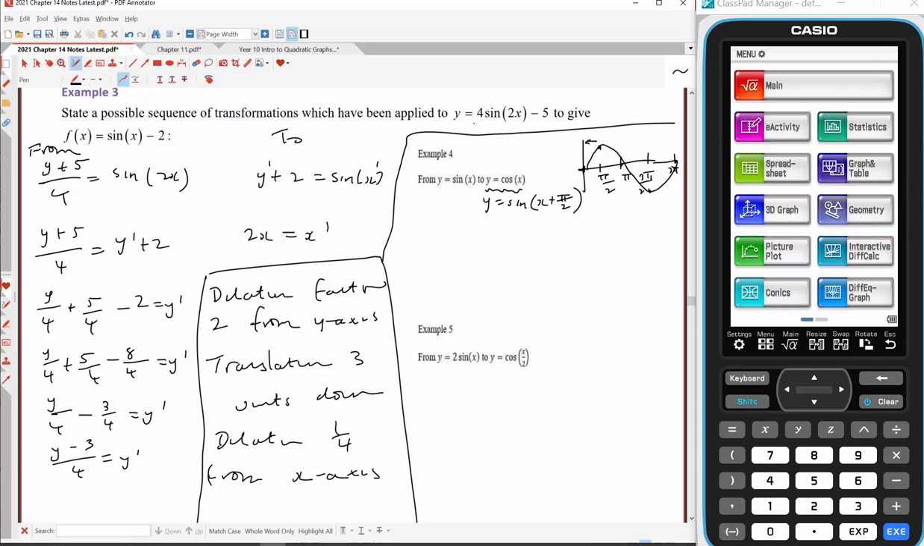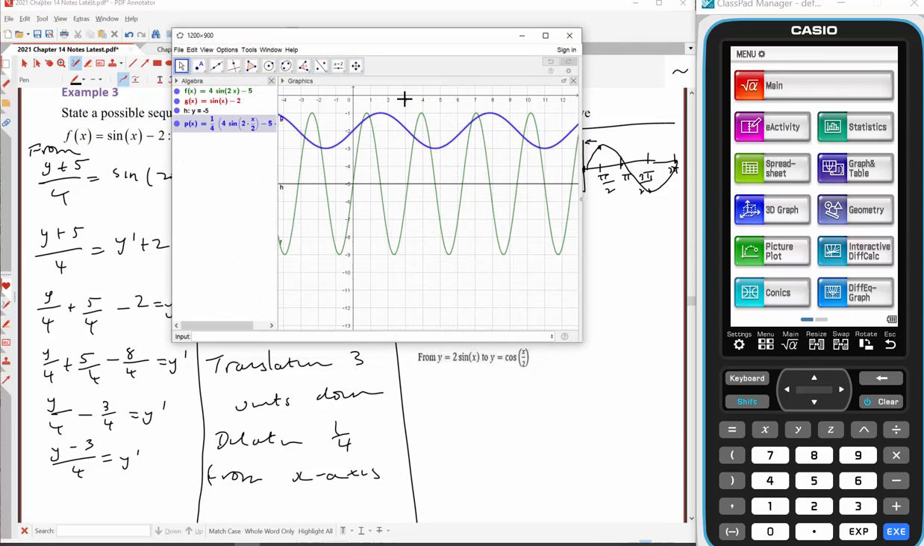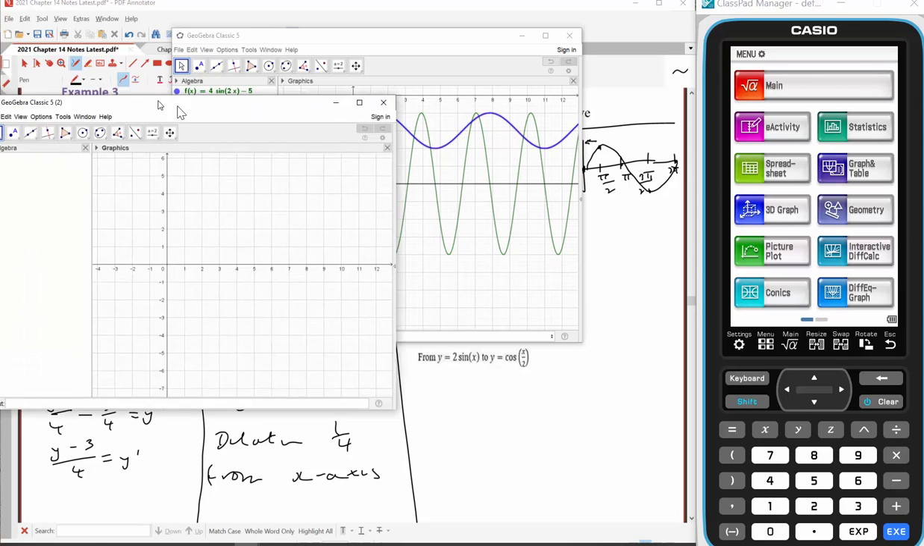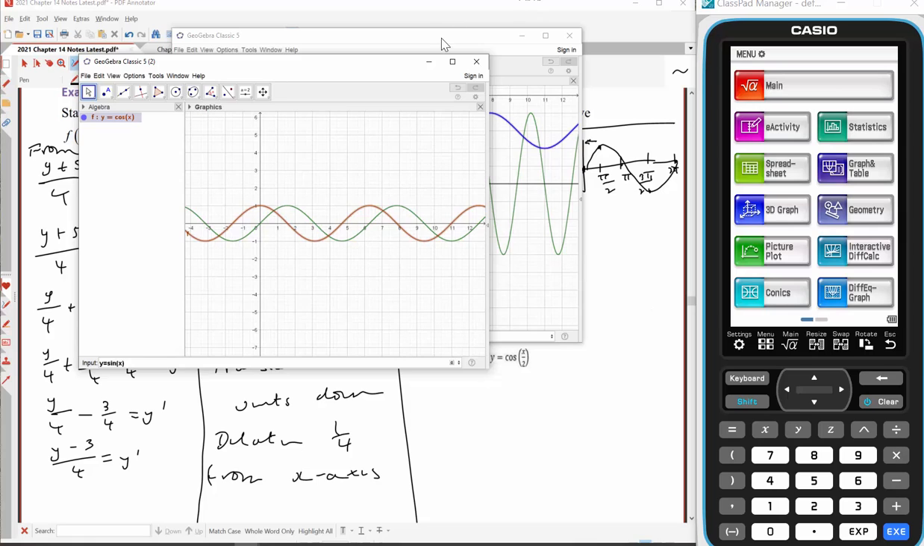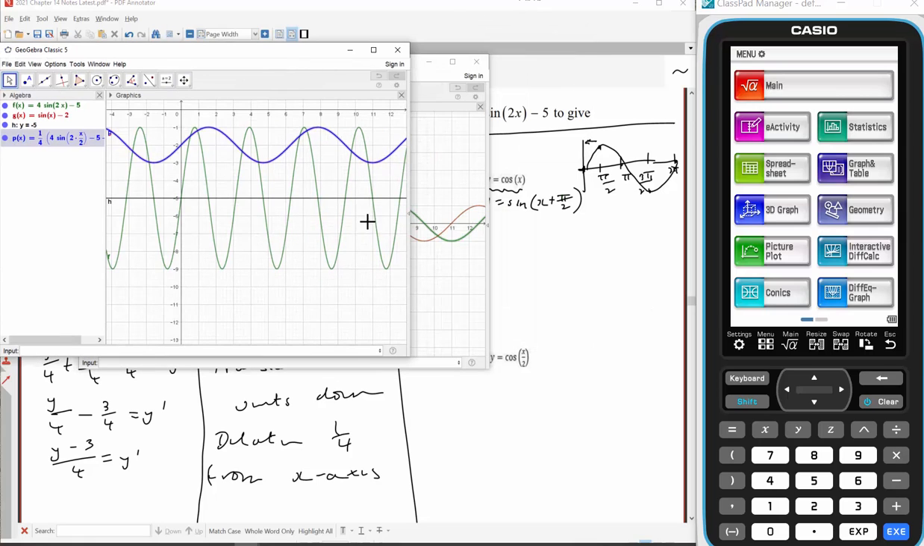Now let's just confirm that with GeoGebra. So pull that up, and here it comes. So I'm going to graph y equals cosine x. But what if I didn't want to use cosine and I wanted to use only sine? That's fine. Y equals the sine of x. And which way was I moving it? Plus pi on 2.